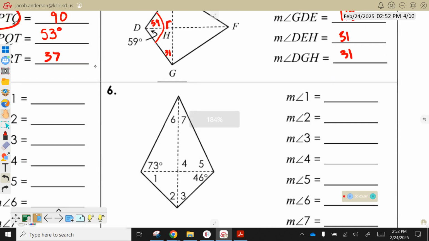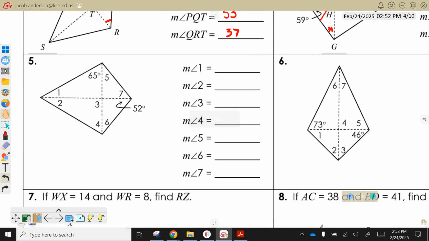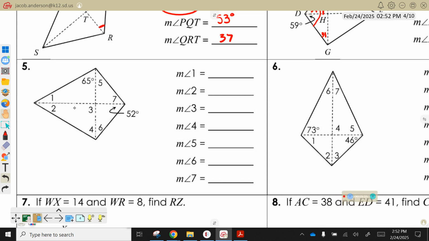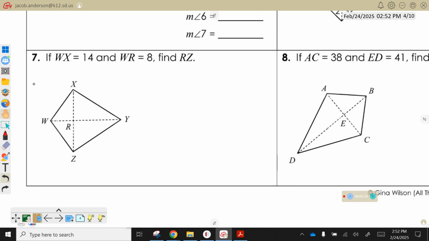Not going to go through too many more, but as you can see, it's asking for every single piece of these triangles. I'm not even going to go through these right now, because if you know that these are 90 degrees and you know that they're symmetrical, this shouldn't be an issue to figure out the rest of those. You're just going to use triangles to find them. So let's see what else we got.